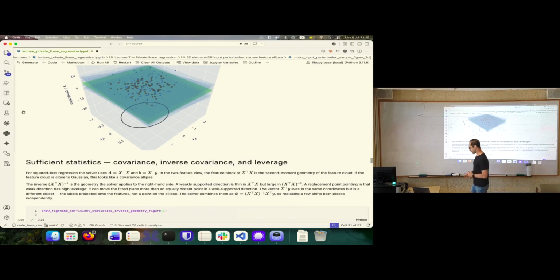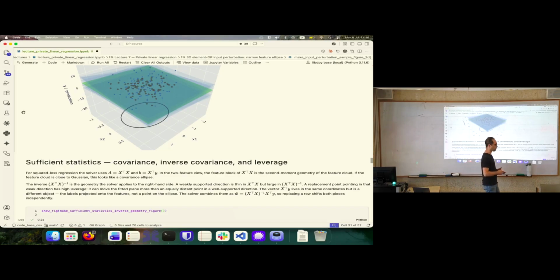So let's continue. If you remember, I mentioned before that we will consider 3.5, 4 classical base techniques for private estimation. Input and output perturbation are the most natural ones. And the next one we're going to call sufficient statistics perturbation. So what is a sufficient statistic?